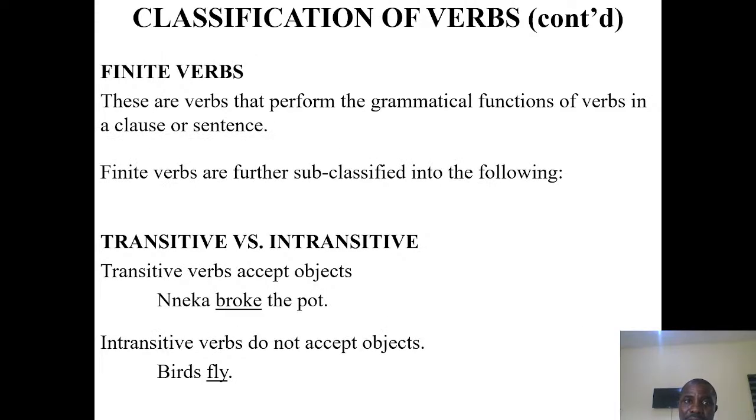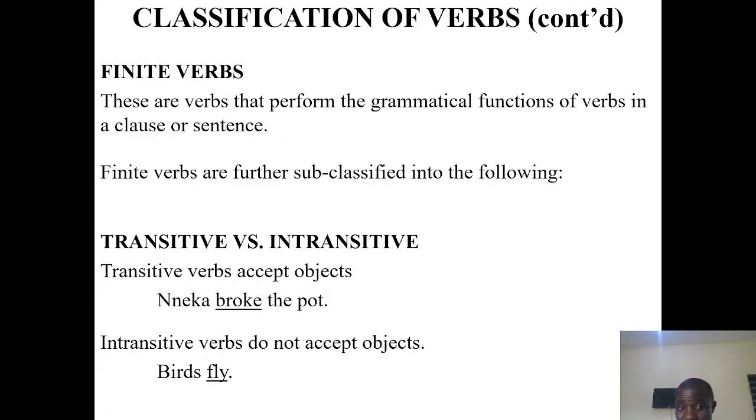Finite verbs. These are verbs that morphologically are verbs. They are used as verbs. They are not functioning as other parts of speech. And within the finite verbs, we have further sub-classification into transitive and intransitive verbs. Like I said earlier, transitive verbs are verbs that can take an object. "Naker broke the pot." The verb broke takes an object, pot.